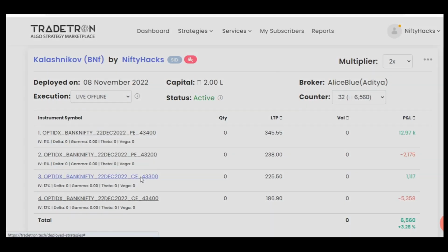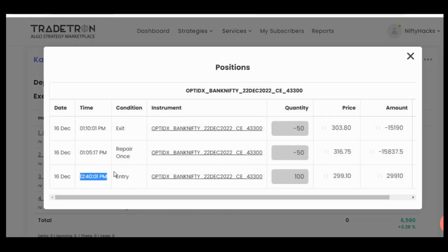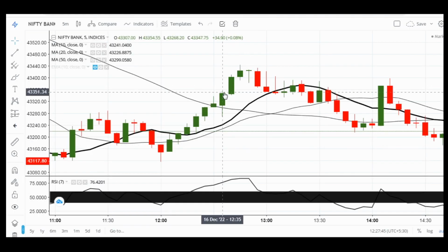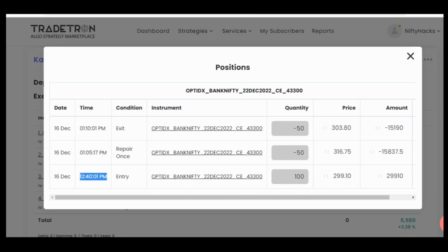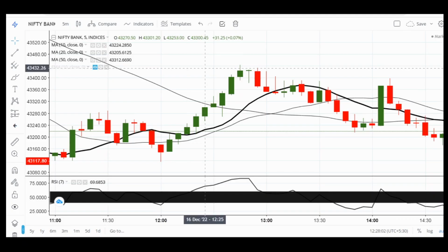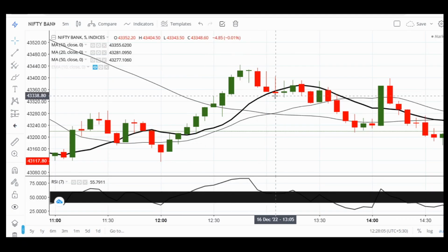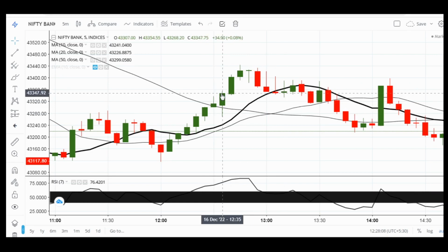So then our third entry got triggered on the buying side at 12:40 here. After breaking the high of this candle, SL would be here, and SL got hit. One lot booked here and another cost to cost booked here at 110 and 105. So let's see, at 105 one lot got booked here. After entry level is this 43349, exit level is around this.